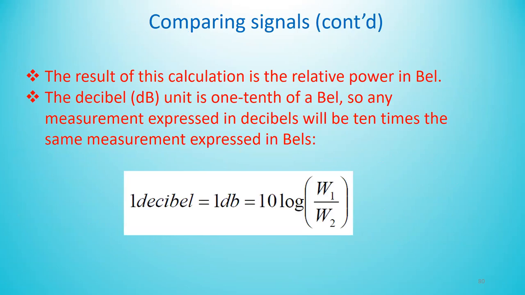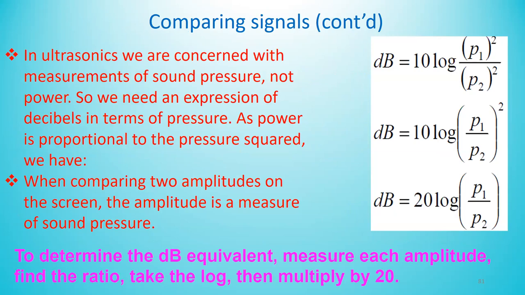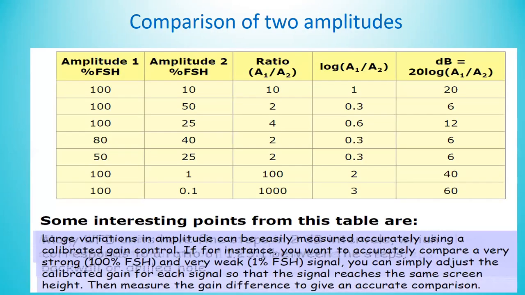In ultrasonics we are concerned with measurement of sound pressure, not power. So we need an expression of decibels in terms of pressure, P1 by P2, or 20 log P1 by P2. So to determine the dB equivalent, measure each amplitude, take the ratio, take the log, then multiply by 20. So that is A1 by A2.